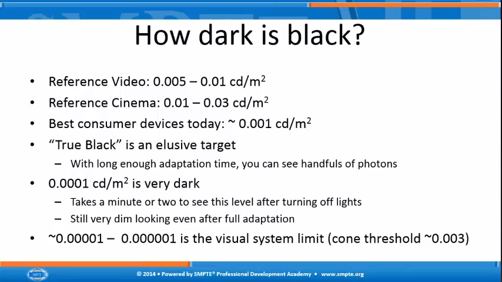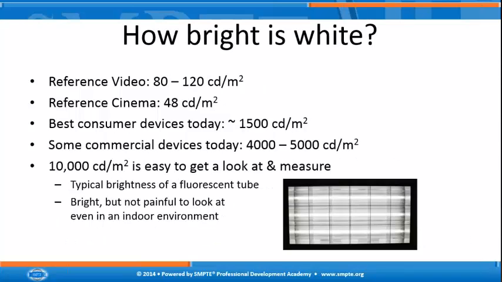So, getting down to these levels is useful for what I'll call the big gray rectangle effect. When you go into a dark home cinema or home theater room, and you see that floating gray screen on the wall, that's definitely something we would like to avoid if we could. So going to these dark levels can potentially do that for you if the display is capable. The visual system limit is actually down to around 10 to the minus 5 or 10 to the minus 6, though the color vision cuts off at about 0.003, where the cones shut down. On the other end of the spectrum, reference video today is about 80 to 120 nits.